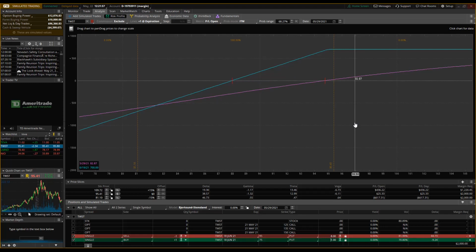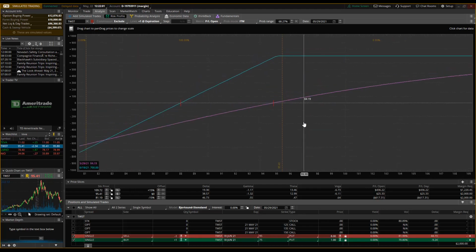But in this lesson, I wanted just to show you the basics of a naked short put and pretty much say to you, don't do it without any protection.